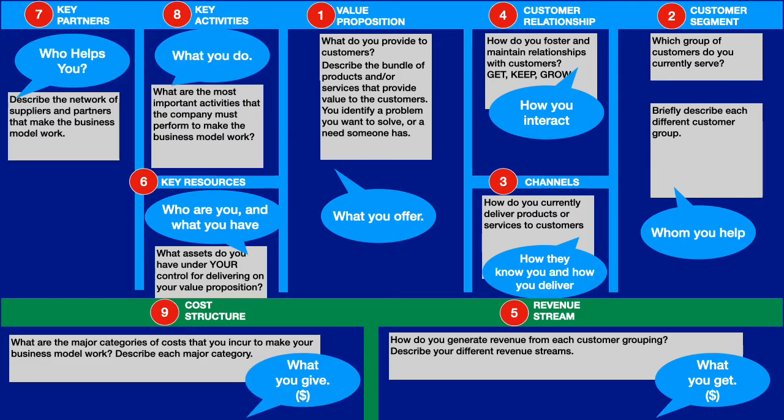These are the 9 topics of the Canvas method, for thinking and guiding you to solve the problems of running your business. It describes the rationale of how an organization creates, delivers and captures value.